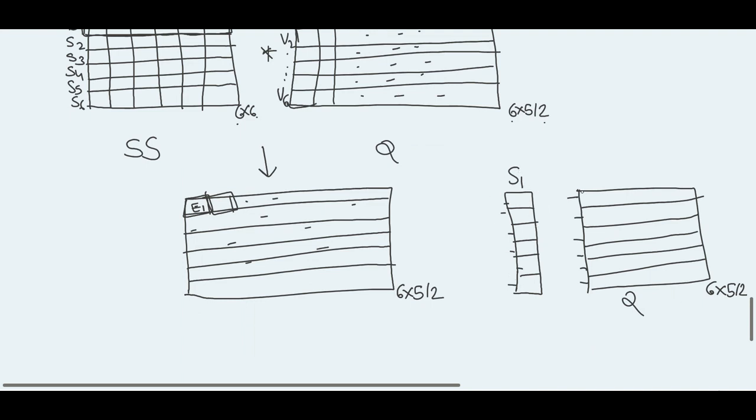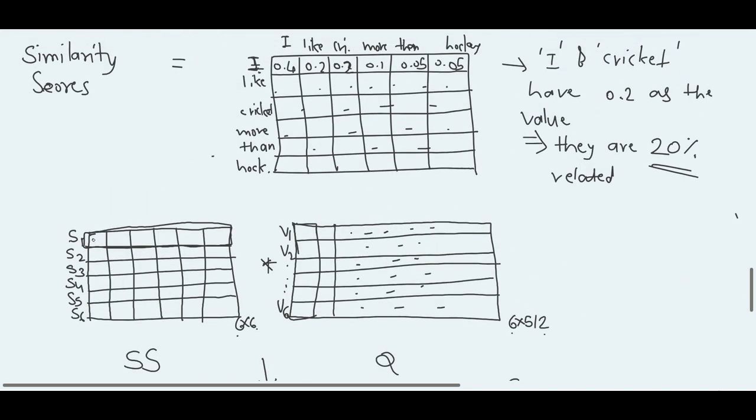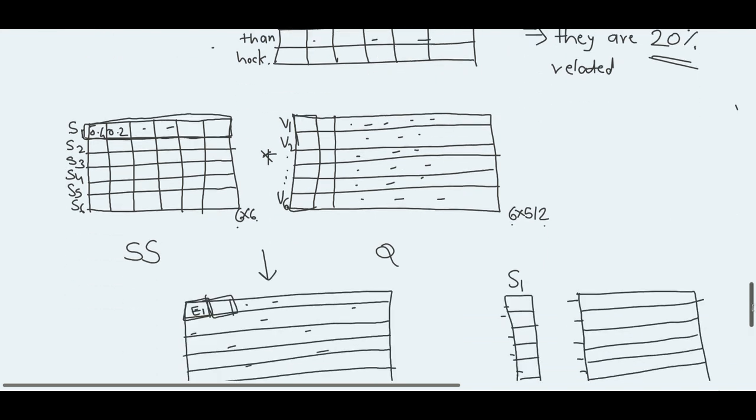So what was that initially? Maybe here it was 0.4, 0.2, something like this. From this matrix you can take this here. So this was 0.4.